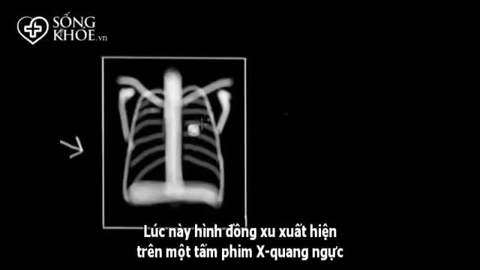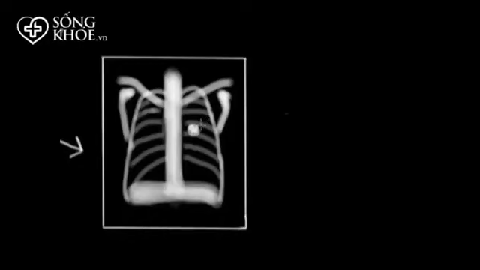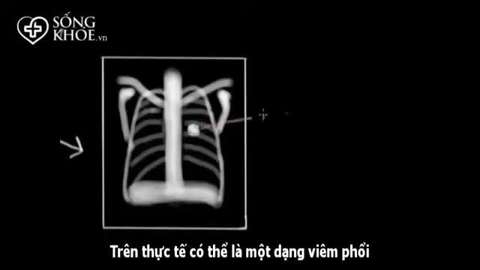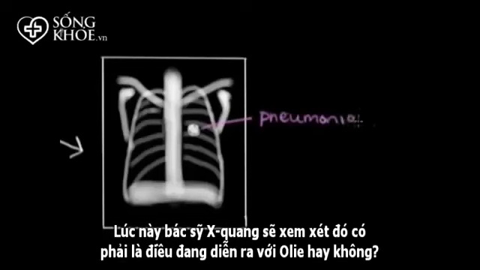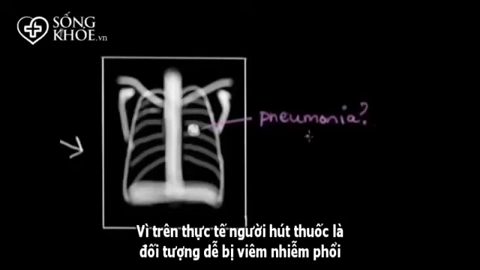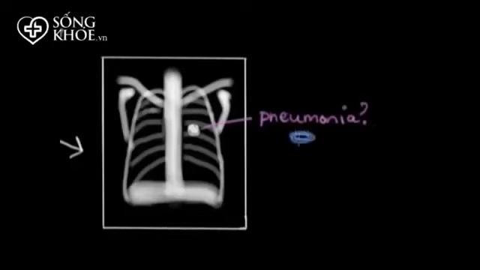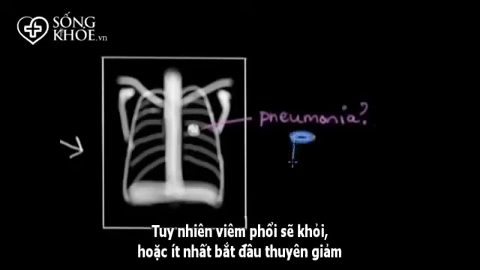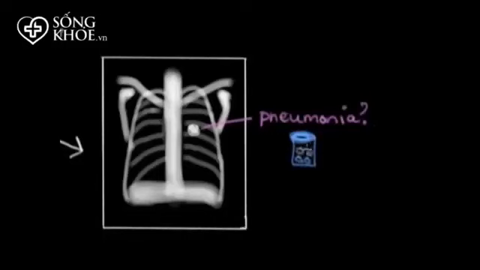Now, a coin appearance on a chest x-ray could actually be a type of pneumonia. So, pneumonia. And the radiologist might wonder if that's exactly what's going on with Ollie, considering smokers are prone to lung infections, right? But pneumonia will clear, or at least it'll begin to clear, in a few weeks with rest and antibiotics.